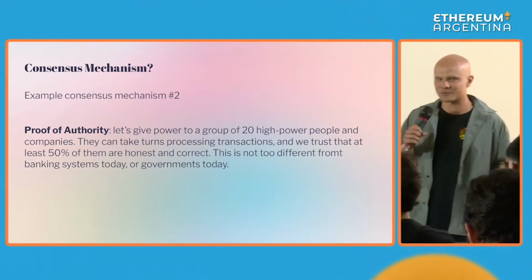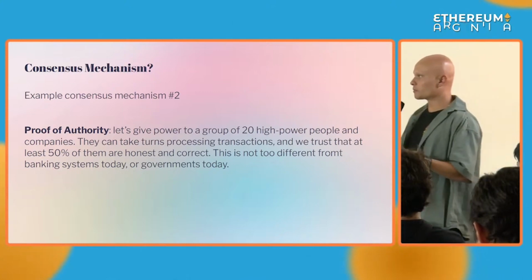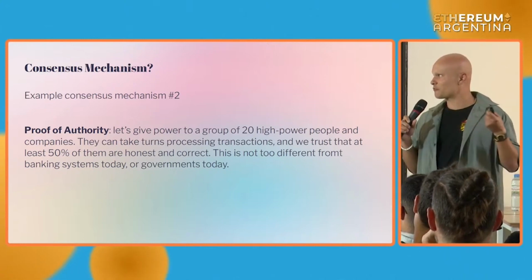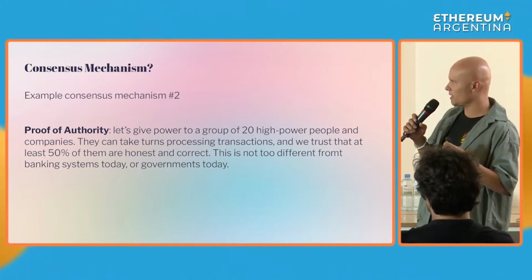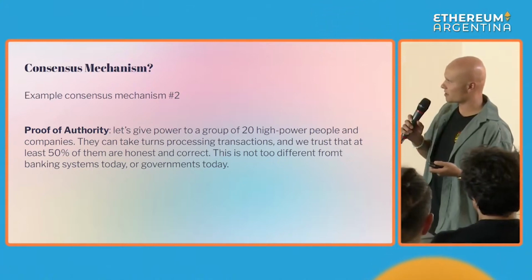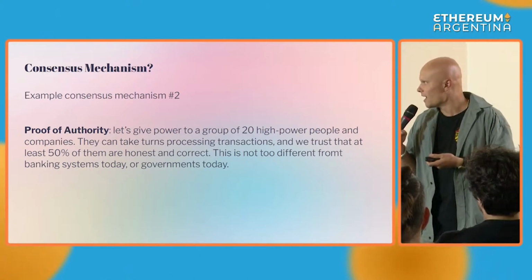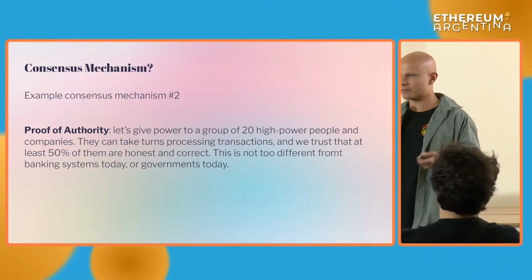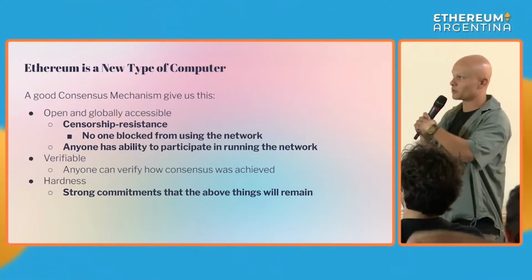Another consensus mechanism that is maybe more popular, or that people have heard of before, is called proof of authority. This is basically to say, let's give power to a group of 20 high-power people and companies, and they can take turns processing transactions, and we trust that at least 50% of them are honest and correct. In reality, this works okay, but not really that great, right? It doesn't give us a lot of these properties that we want. It doesn't give us censorship resistance.